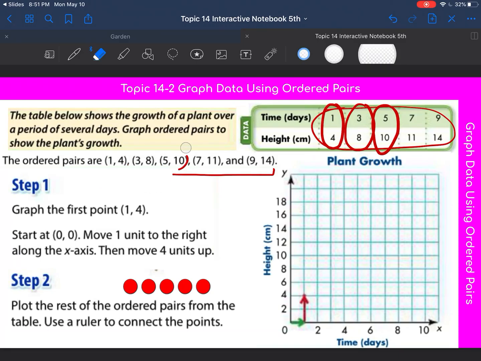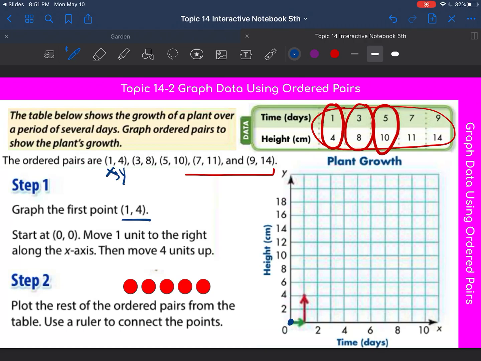Now remember, in that first ordered pair, the first number always stands for the x. The second number always stands for the y, because x comes before y in the alphabet. Okay, so we're going to graph the first point.